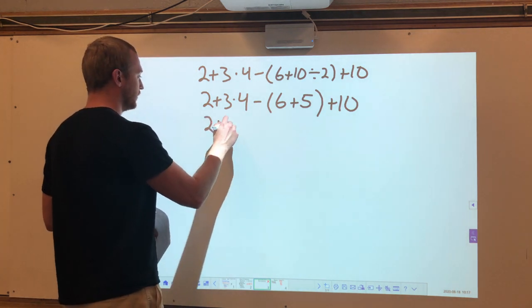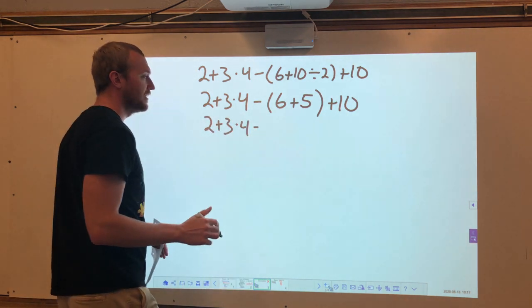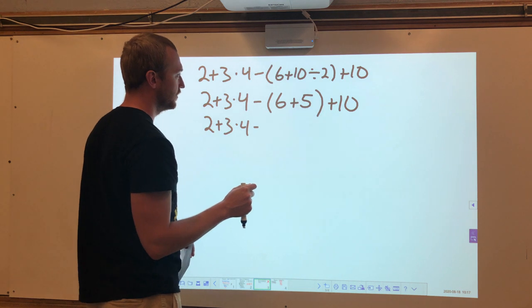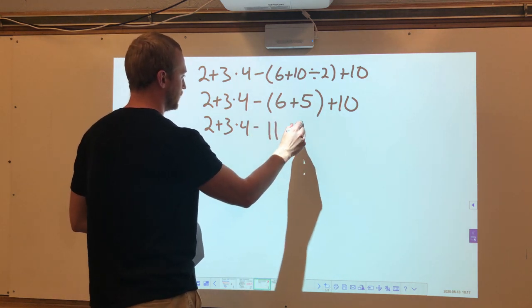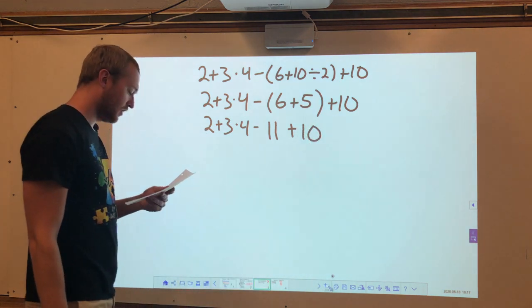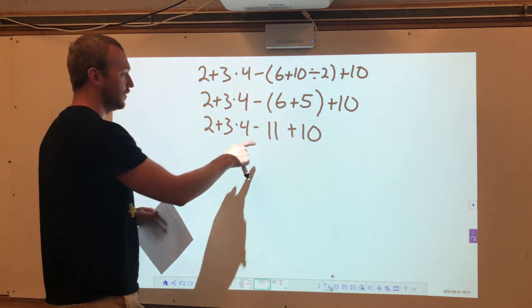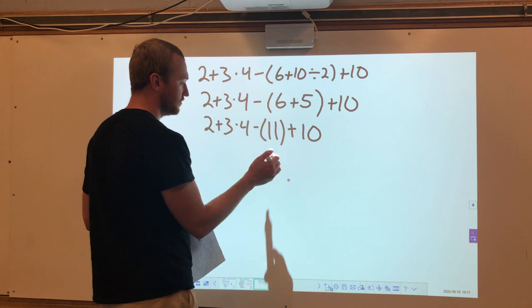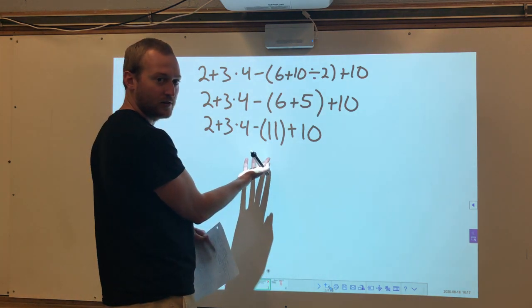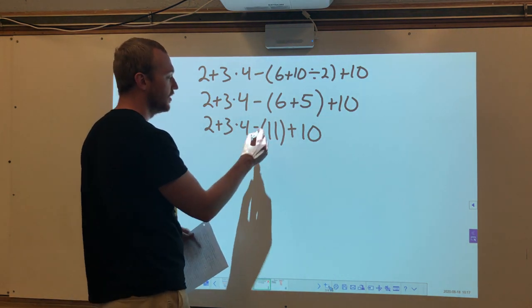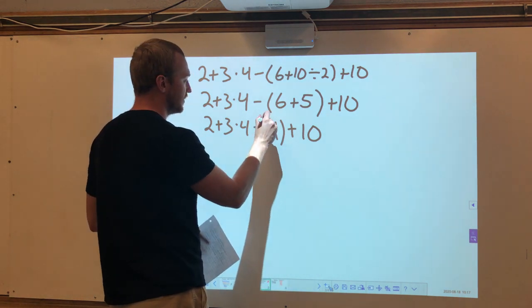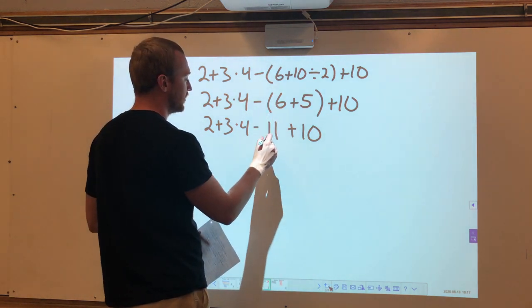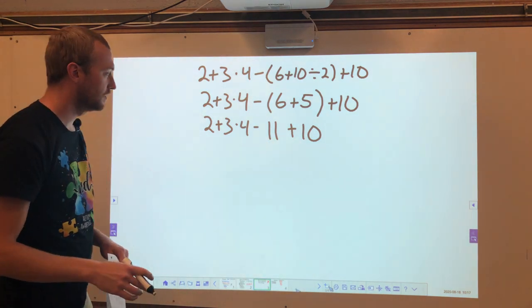Okay. So again, just rewriting. Now we have minus 6 plus 5, which is 11, plus 10. And again, notice how this time I did get rid of the parentheses. Technically, having the parentheses here is correct, it's the same. But there's no operation going on inside this parentheses. We don't need it anymore. It's just the value 11. We can get rid of the parentheses.